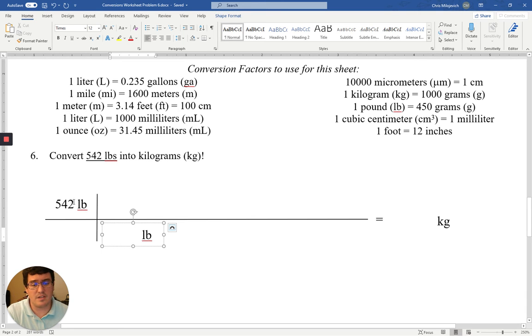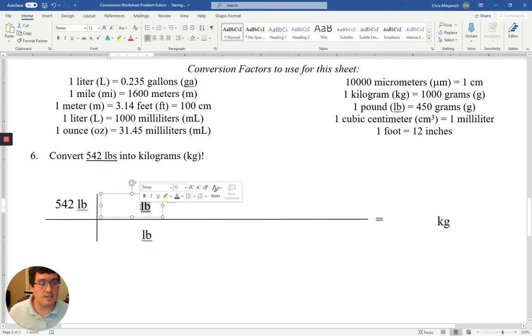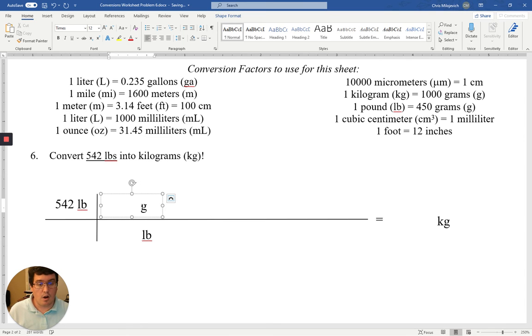Because I've already got pounds on the top here, I've got to cancel those out, right? My answer doesn't have pounds anywhere in it, just kilograms. So we gotta get rid of pounds. And what are we going to convert that into? Well, according to our conversion factor, we have to go from pounds. Up on top here, we have got to put grams, all right?